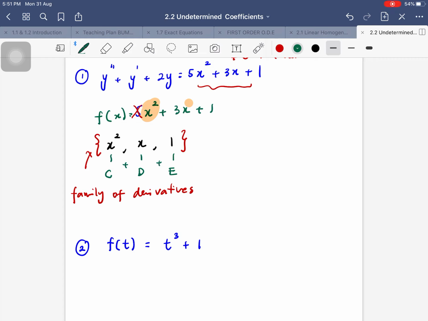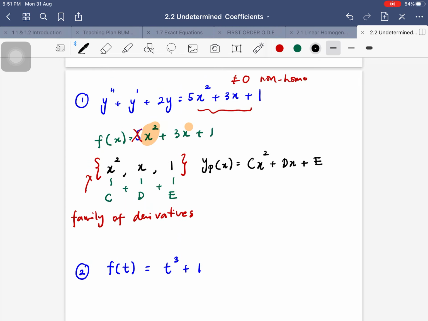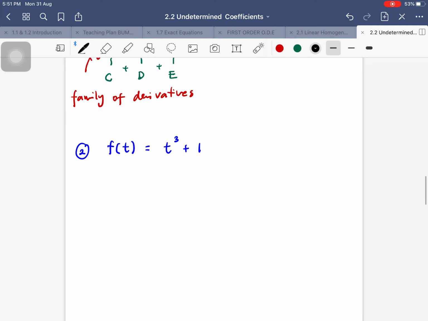So that will be called a linear combination, meaning that for this case, my y_p of x, the first element is going to be c multiplied by x squared, that is cx squared, plus d multiplied by x, that will be dx, and e multiplied by 1, that is going to be e. So that is going to be the particular integral for this first example, if I have a function of 5x squared plus 3x plus 1 as the f of x function. Okay, let me demonstrate this by using another example.